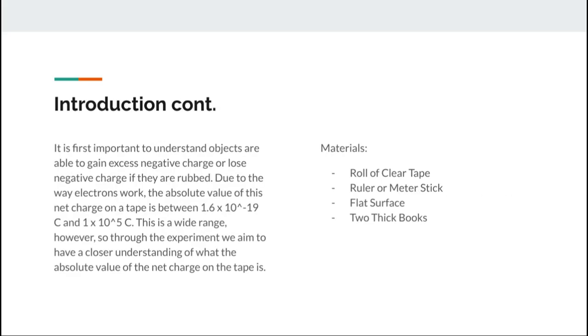Before we get into that, it's important to understand that objects can gain excess negative charge or lose it if they are rubbed in different manners. Due to the way electrons work, the absolute value of the net charge on a tape is between 1.6 times 10 to the negative 19 coulombs and 1 times 10 to the 5th coulombs. Since this is a wide range, we're going to conduct an experiment to see what exactly is the net charge of the tape. The materials we'll be using are a roll of clear tape, a ruler, a flat surface, and 2 thick books, or just objects that can hold the tape.